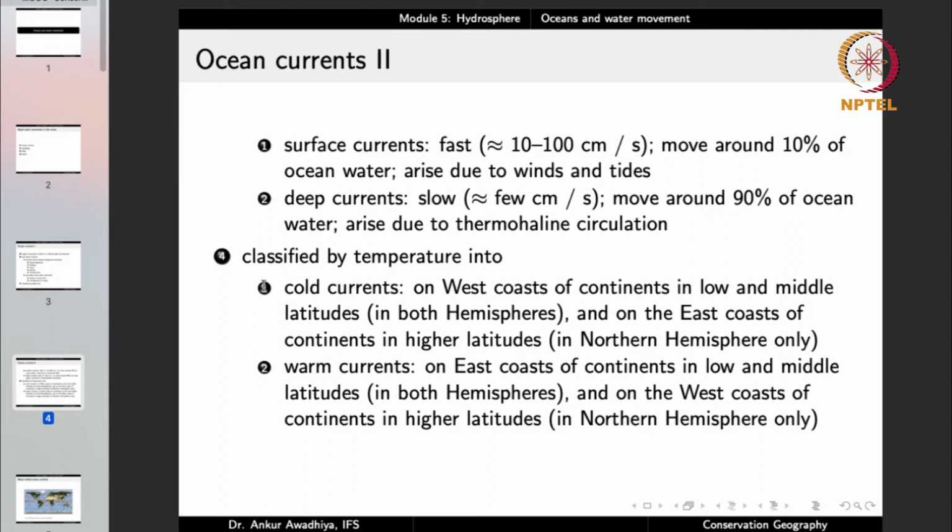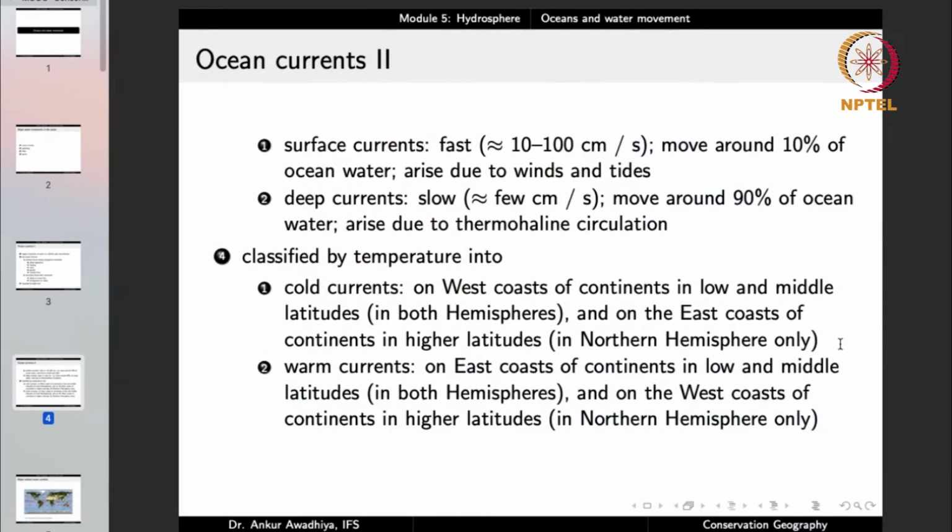Now depending on temperature, we can have cold currents and we can have warm currents. Cold currents are typically on the west coast of continents, in low and middle latitudes in both the hemispheres, and on the east coast of continents in the higher latitudes in the northern hemisphere. When we talk about these west coast and east coast, this is occurring because of the Coriolis forces that change the direction of these currents.